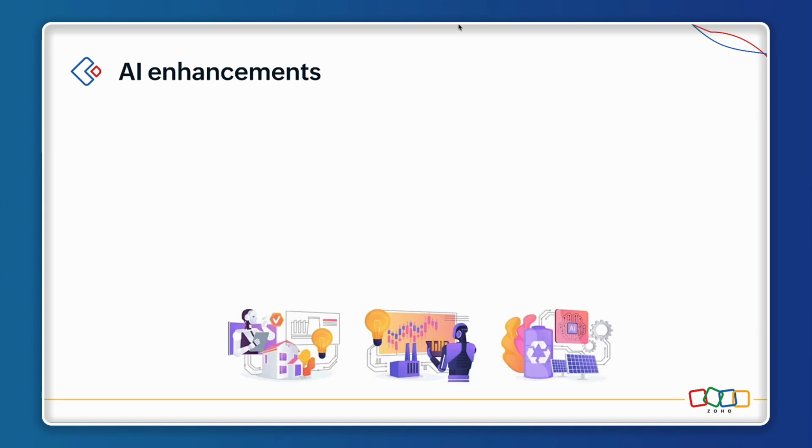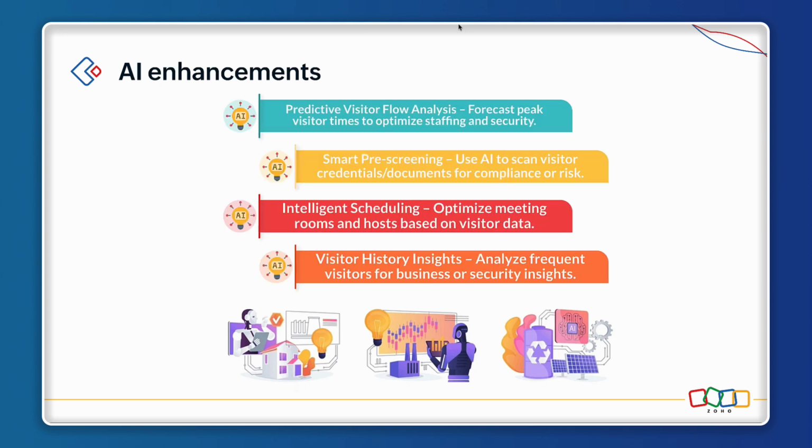What are the different types of AI enhancements that can be handled within this Smart Visitor Management? So we have all the visitors' records, right? With the historical data, you can do a predictive analysis, foresee the peak visitor times just to optimize the staffing and security, right? And when you take smart pre-screening, you can use AI to scan the visitor credentials and documents for compliance or risk. And if you wanted to optimize the meeting experience or meeting rooms and host based on the visitors' data, you can do an intelligent scheduling.